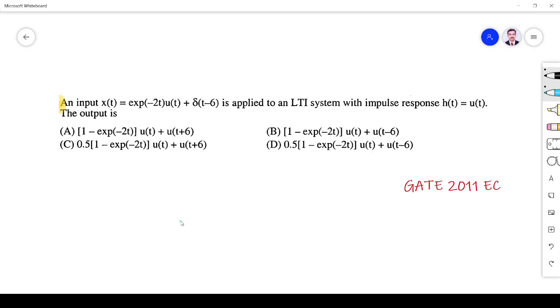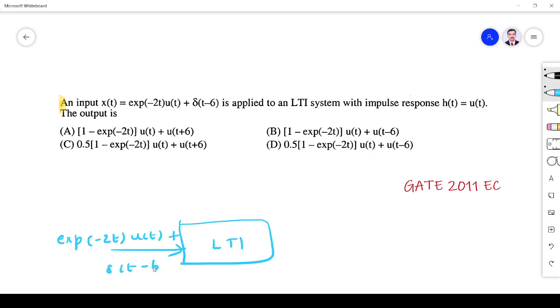So what they have given is there is one LTI system. In that LTI system they apply e power minus 2t u of t plus delta of t minus 6, and the system has impulse response of u of t. What is the output y of t? That's what they are asking.